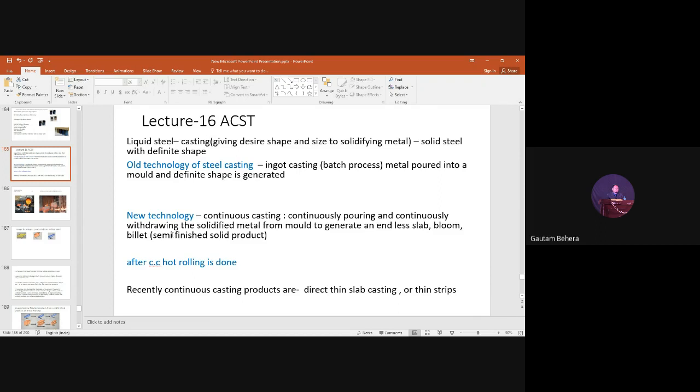They have different shapes. They have rectangular shape, square. They can be cylindrical shape, kind of thing, right? And you have to remember this, after this continuous casting, these products are called semi finished solid products. They're not complete finished products. These are semi finished products. But to get finished product, we have to do mechanical working or metal working on it. And recently continuous casting products are direct thin slab or thin strips we can get.